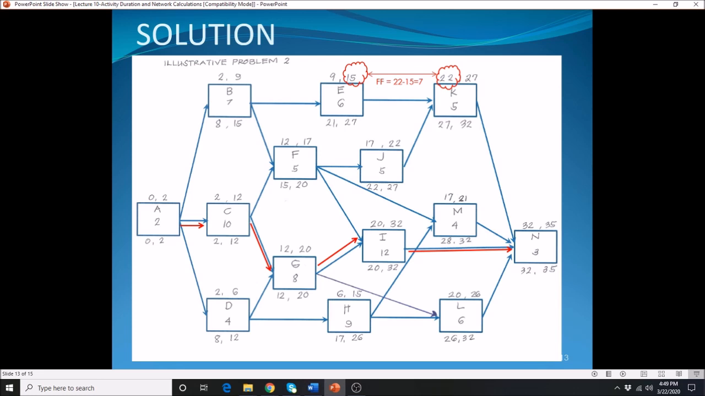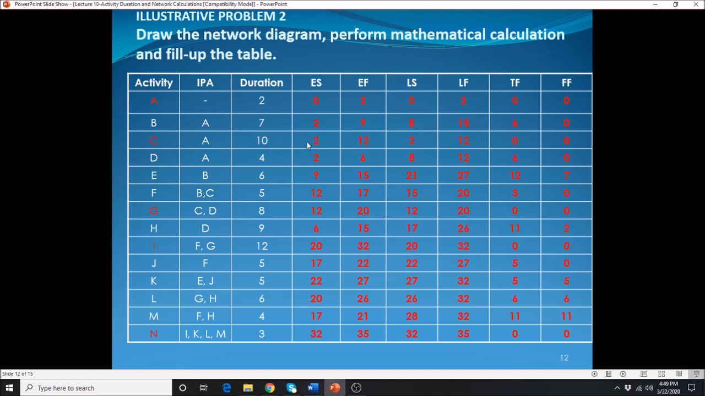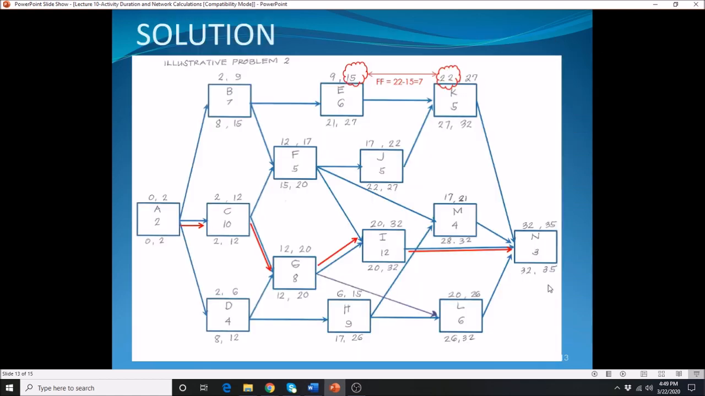You may need to go back and redo your calculations. Once you perform the forward and the backward calculation, then you should be able to plug in the ES, the EF, the LS, the LF. The next thing that we're going to calculate now are your TF and your FF. Alright, so how do we calculate those?